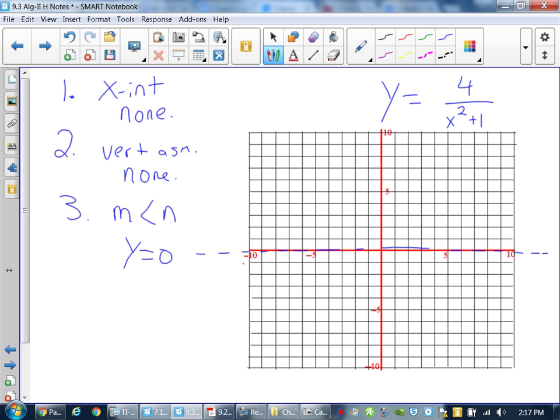Wait, if the y value is equal to 0, why is it running along the x-axis? That was actually a really dumb question. No, it's not. y equals a number is always horizontal. x equals a number is always vertical.